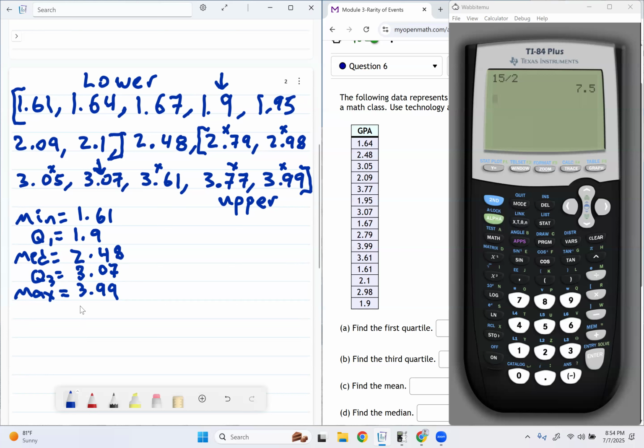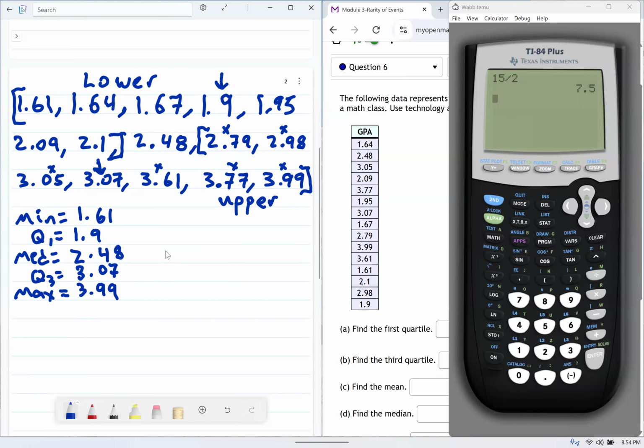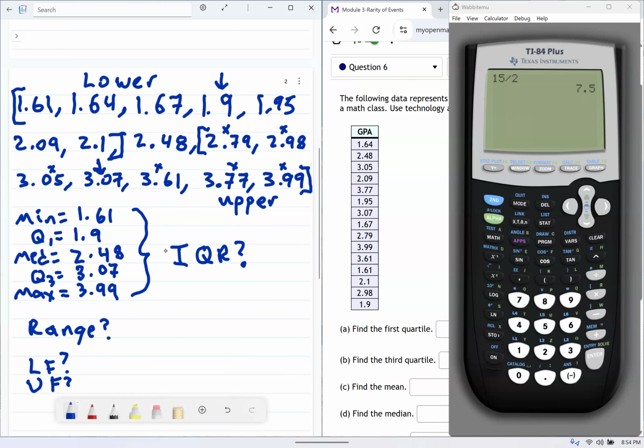Now that I have the five-number summary, I can calculate from this a few things. I can figure out the interquartile range. I can figure out the range in general. And I can determine the fences, the lower fence and the upper fence. All of this is based off of the five-number summary.